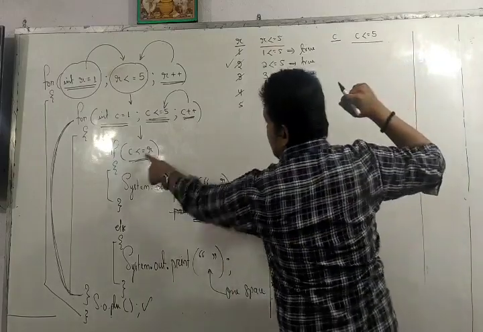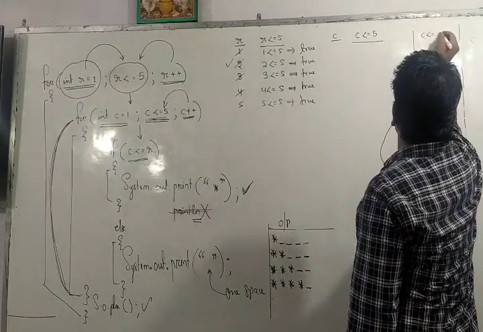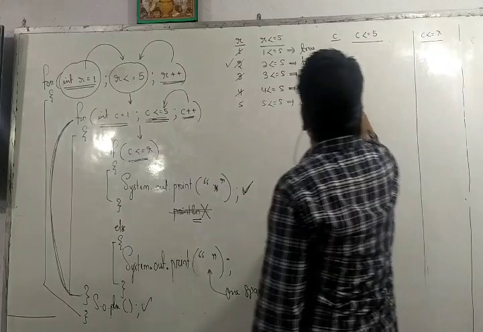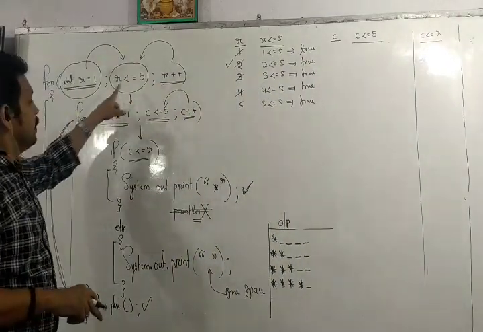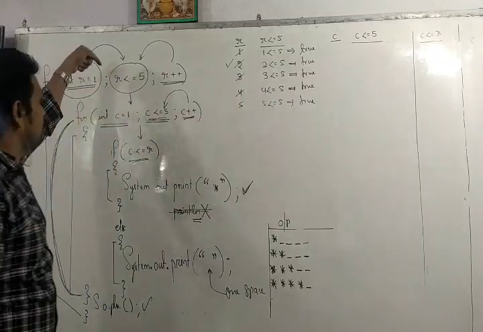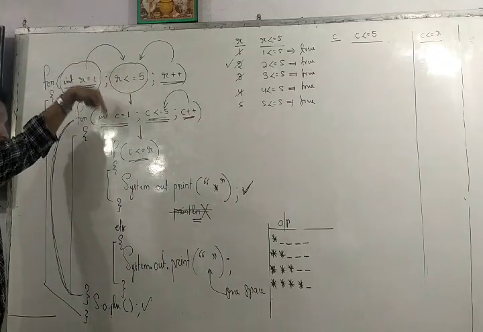What is our condition? C less than equal to R. When R++ means 5, 5 is less than equal to 5, true. So the control came within the body of outer for loop.